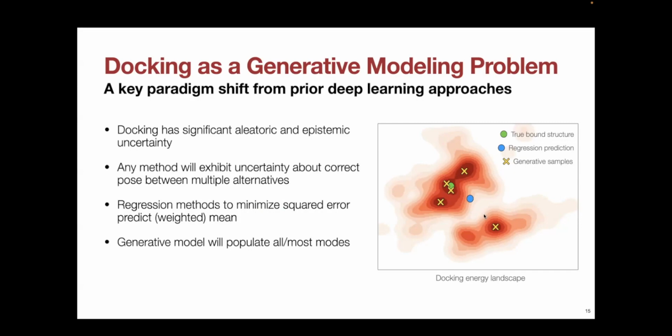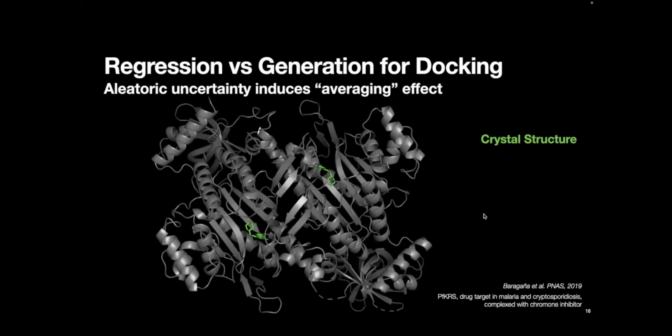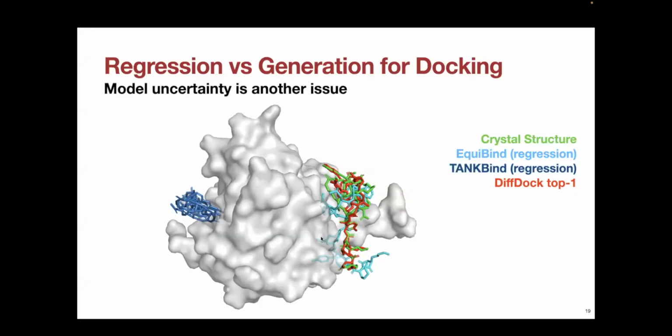And let me give you a couple of concrete examples. Here we have this protein in gray. This is actually a drug target against malaria. And you can see in green this chromin inhibitor that docks at these two sites in the protein. If we run one of the regression models, we obtain a prediction that is right in the middle. This is clearly not a useful prediction, while with the generative model that we'll show, we are actually able to sample both modes.